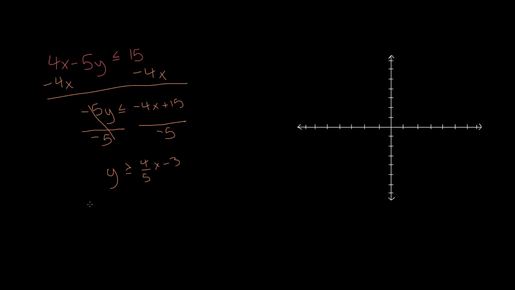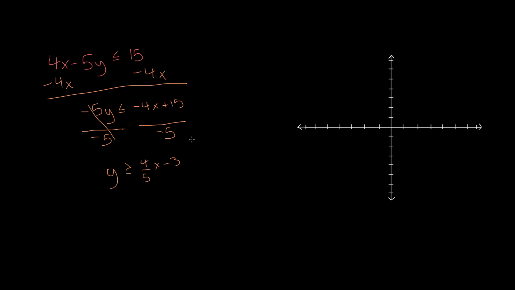Say we have an inequality that's something like this. This inequality says 4x minus 5y is less than or equal to 15. So we should get right on with solving it, and remember the first thing we need to do is convert this into slope-intercept form. So this is going to be the inequality that we graph.